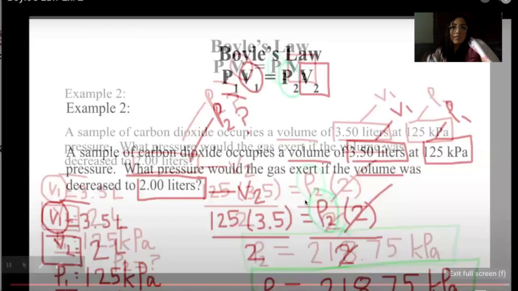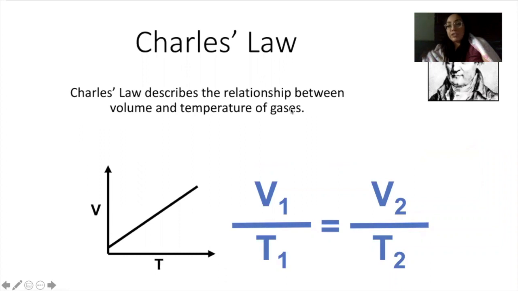Okay, I'm going to exit out of this. And Charles' law does not have to do with pressure and volume. It has to do with volume and temperature. And the equation is not going to be multiplication, but division. V1 over T1 equals V2 over T2. It's a direct relationship. You can tell by the graph that they're increasing in the same direction and decreasing in the same direction. So they do the same thing.